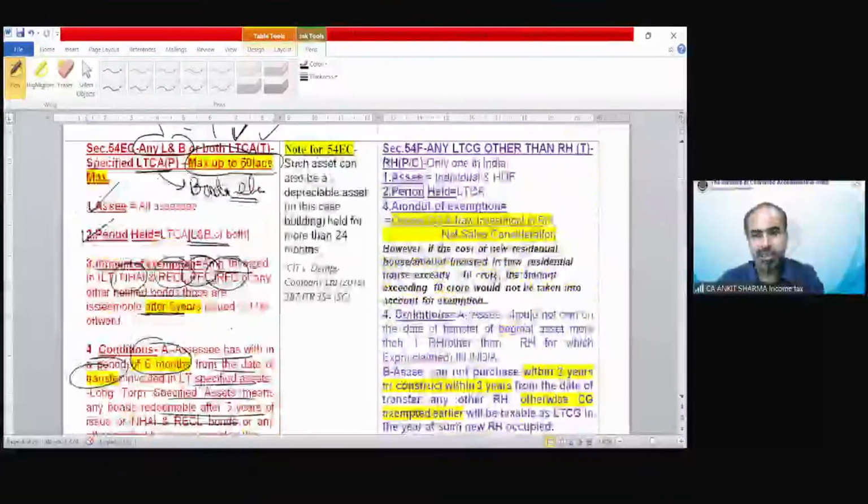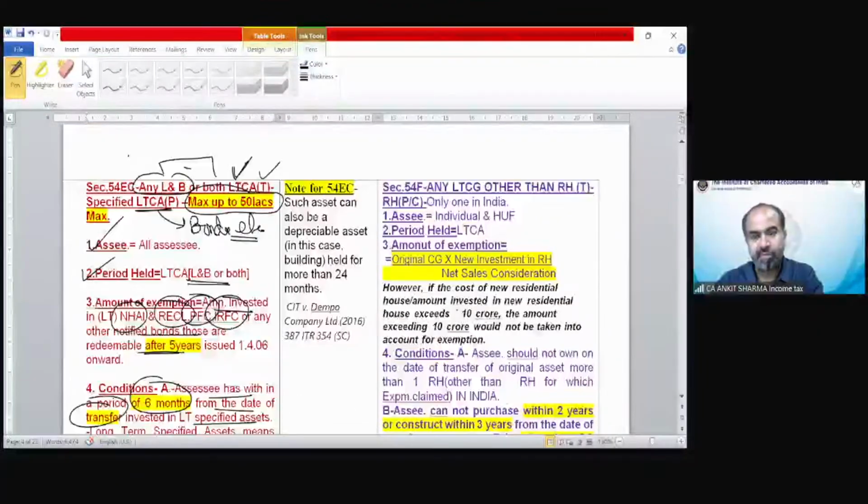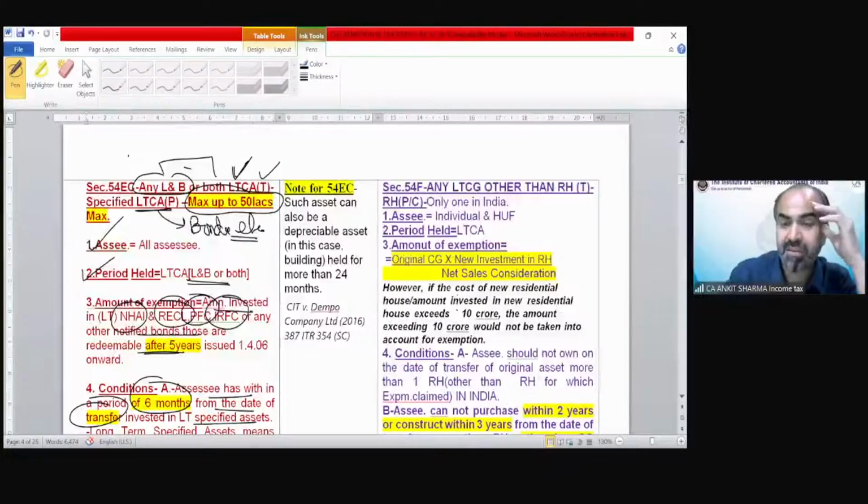Now the last section, section 54F. This is the last exemption section, and in my opinion, this is the most important. This section has something different from all other sections we have discussed yet. Even though there are some same provisions also, you will see there is some different concept applicable under section 54F. And the heading will tell you that something different is going to happen.